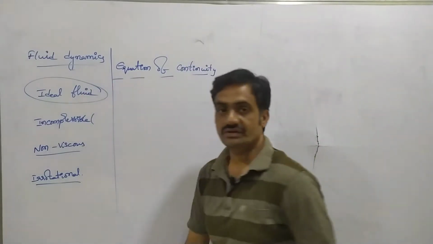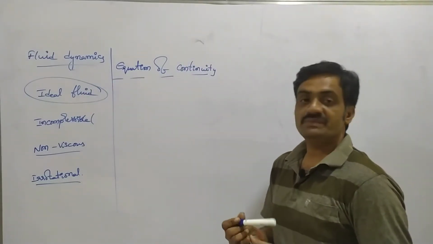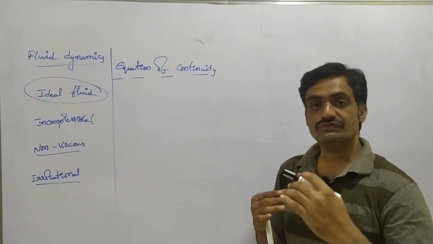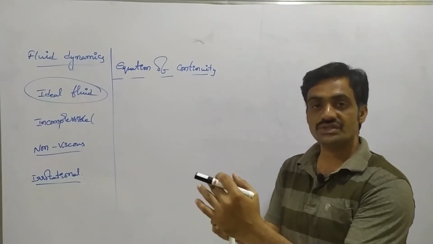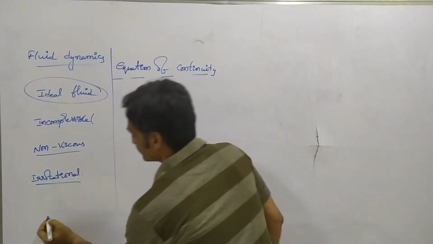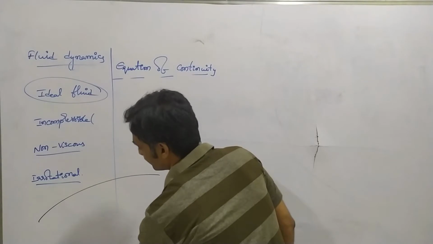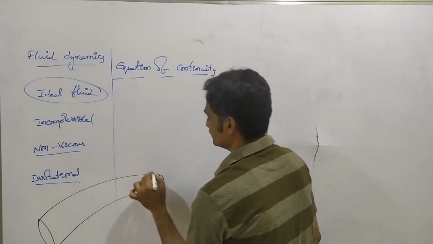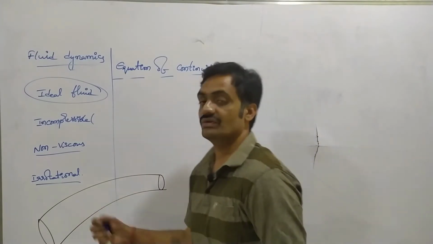Equation of continuity is explained based on the steady flow. What is meant by steady flow? It means a fluid which flows in the forward direction without rotating. So here I am going to consider the flow of fluid, steady flow.